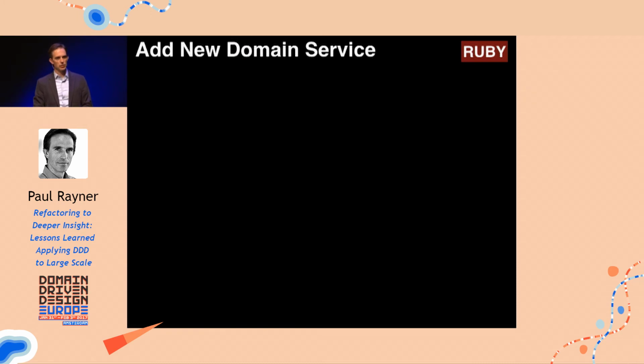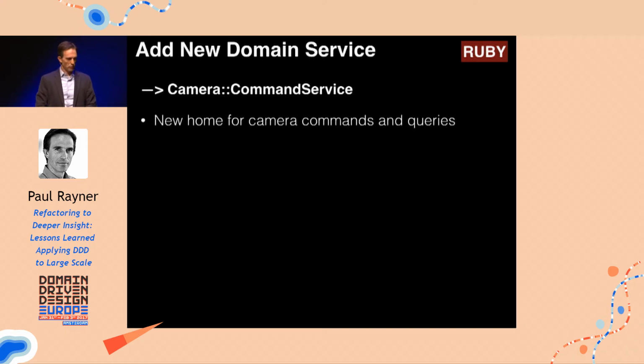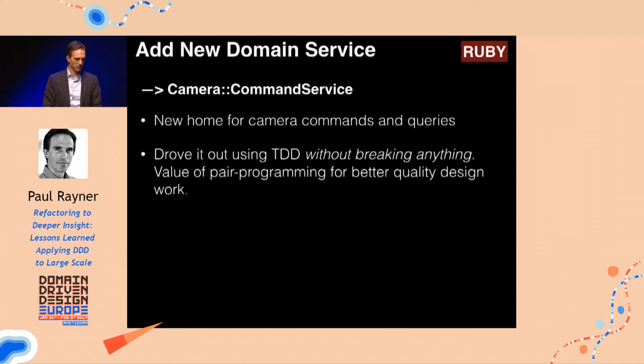So what we decided to do was add a new domain service. So we added a command service on the Ruby side, and we decided, let's put all the interactions in there and start to narrow down the focus of the camera object on just state more than anything. So let's have a command service on the Ruby side that's responsible for talking to the camera manager on the Java side, which is going to interact with the camera.